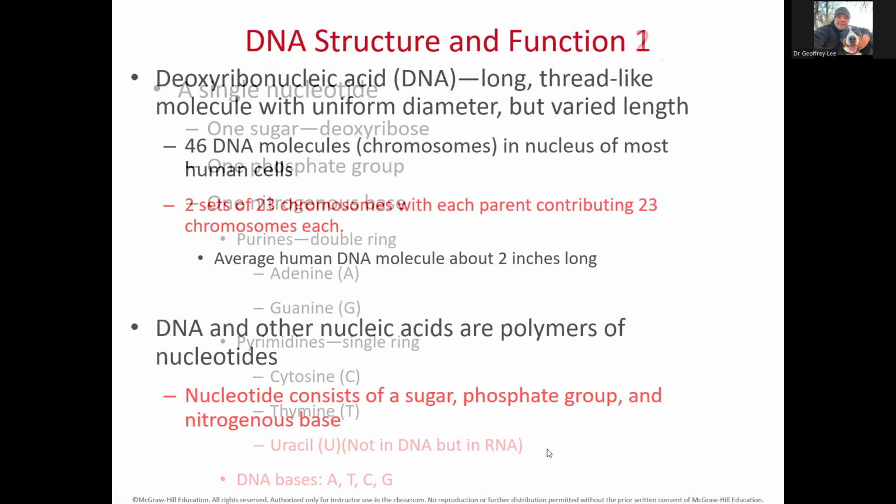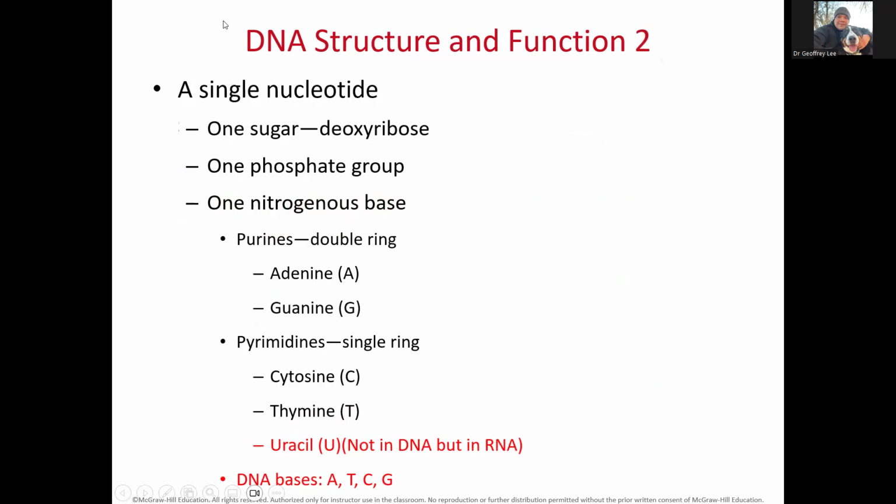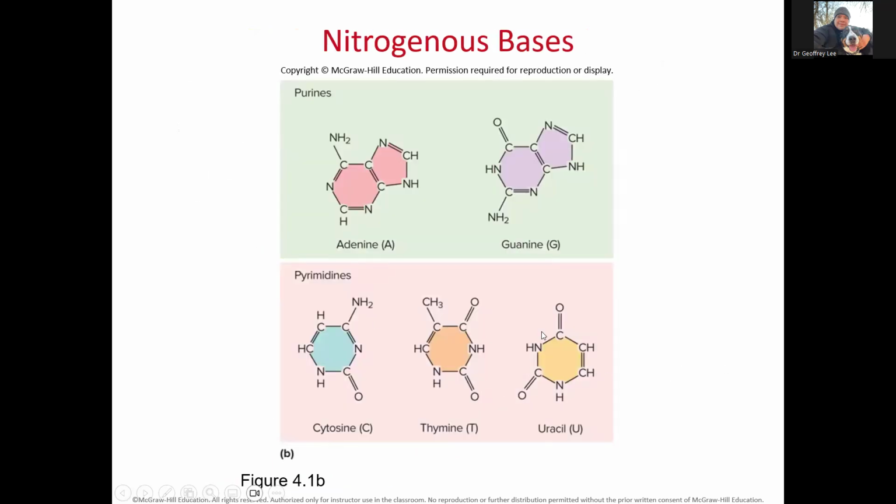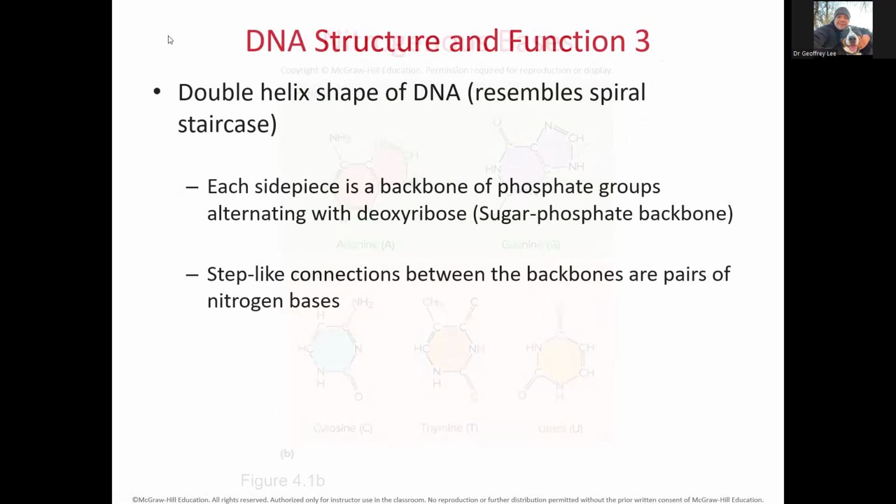Right. What else do we see? A single nucleotide: we talk about the sugar, phosphate, and then these rings, the purines and pyrimidines. DNA has the A, T, G, C. RNA has no thymine, but uracil instead. They look very similar, uracil and thymine. It looks like they're kind of inverted. The double helical shape of DNA resembles a spiral staircase.